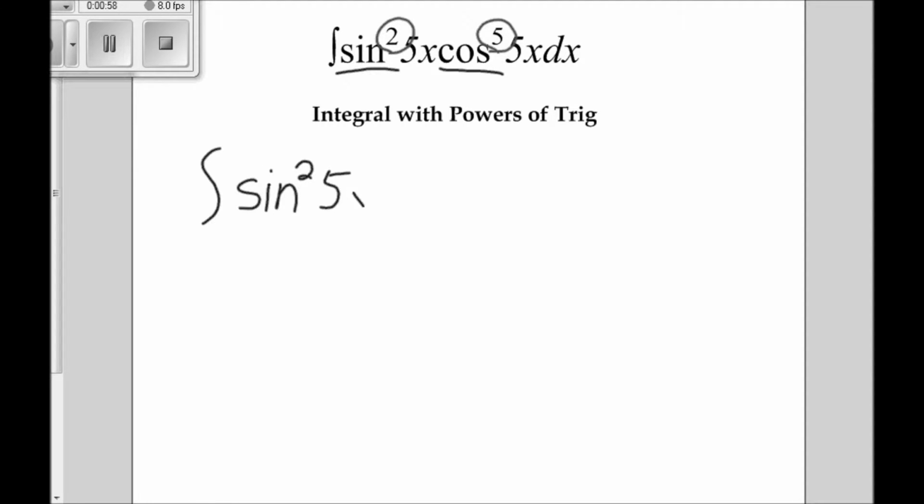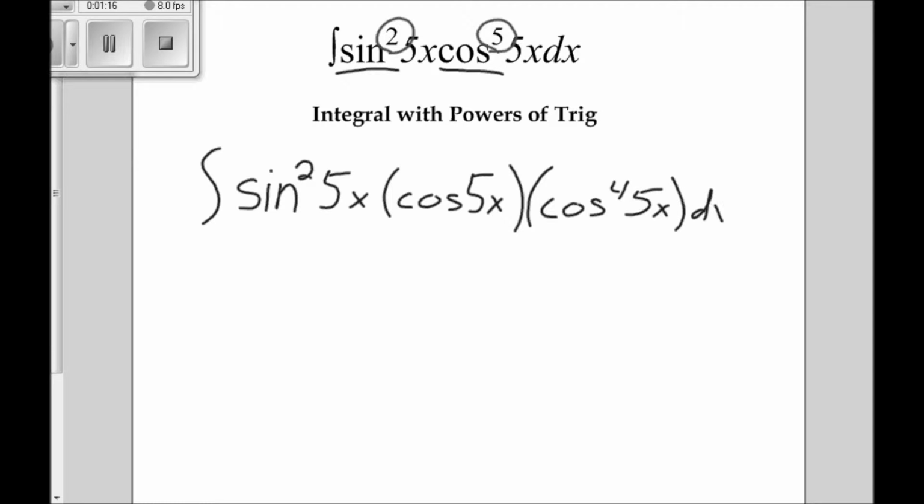The next step to solving this kind of problem is to factor out one of the terms that has the odd power. In our case, this gives us sine squared 5x times cosine 5x times cosine to the fourth 5x dx. Never forget your dx.